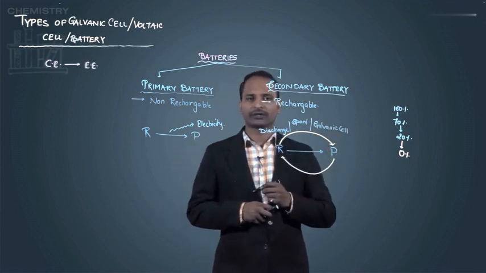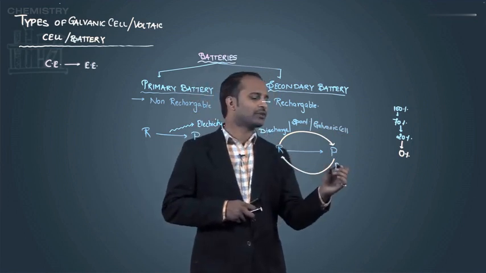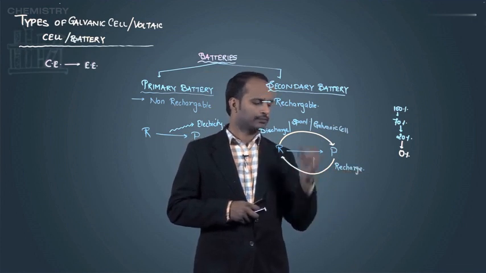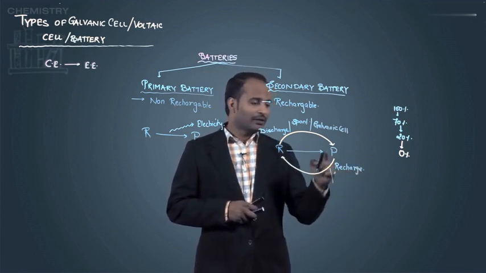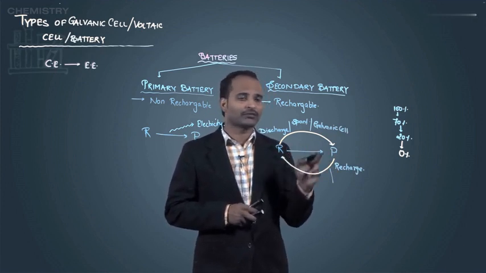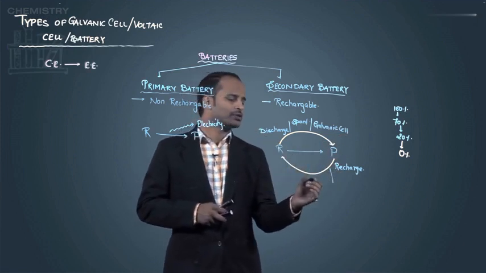Now let's talk about the reverse process. Product is getting converted into reactant. This happens when we are recharging it. We are reversing the reaction, but it is not getting reversed on its own. We are reversing it by using electricity. And since we are using electricity, the process is non-spontaneous.